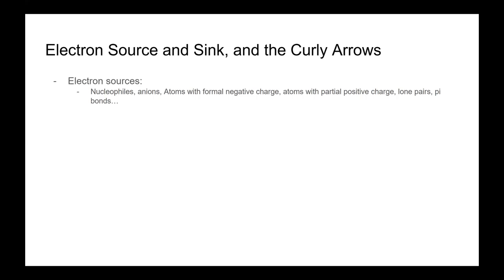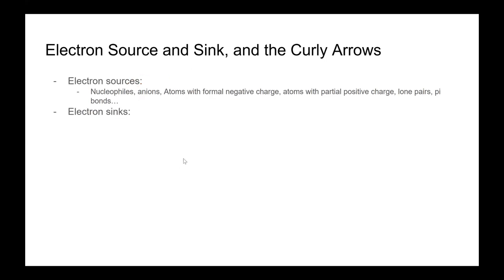So nucleophiles are electron rich because they like to interact with electron poor species. And electron sources can also be anions or atoms with formal negative charge, or atoms with partial negative charge. Notice that these two are very different things, and in a while you will see why. And you can have lone pairs or pi bonds acting as electron sources as well. So a nucleophile usually refers to any of these things. So it can be any of these.